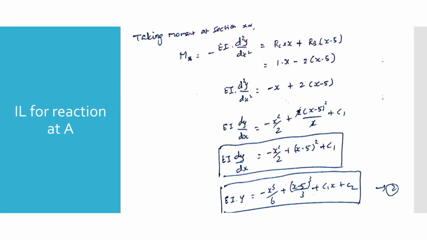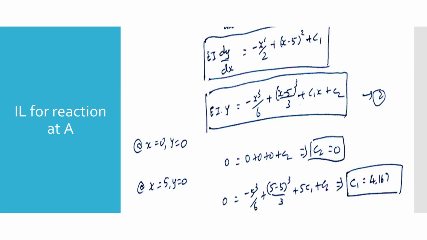Using Macaulay's method, the bending moment at an arbitrary section is written as Mx equals Rc times x plus Rb times (x - 5). Substituting our calculated reaction forces simplifies the second-order differential equation to -x + 2(x - 5). Integrating this curvature expression once provides our slope equation, along with our first integration constant, C1. Integrating a second time yields the comprehensive deflection equation for the beam, introducing our second integration constant, C2.